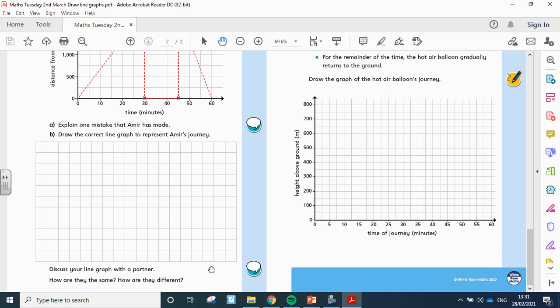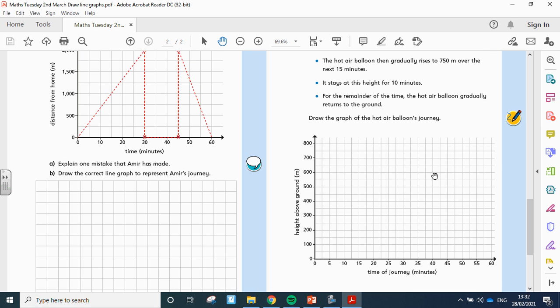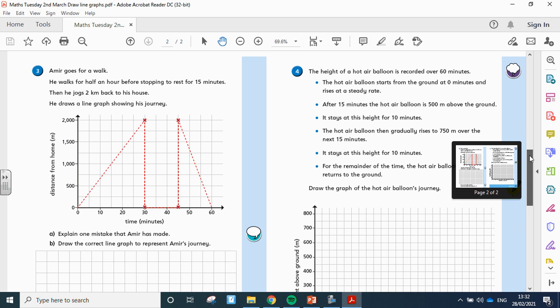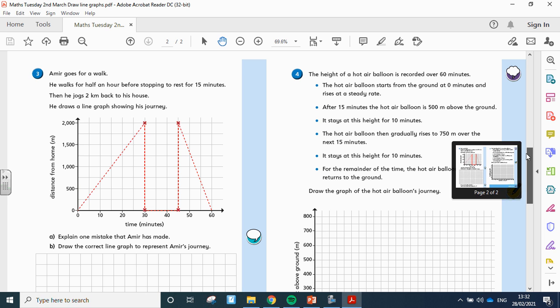Again, time along the bottom, distance up the side. Okay, always that same way around. See what that last bit said. How are they the same? How are they different? So it does say discuss with a partner. Just send us a message on Dojo or on here. That's fine.